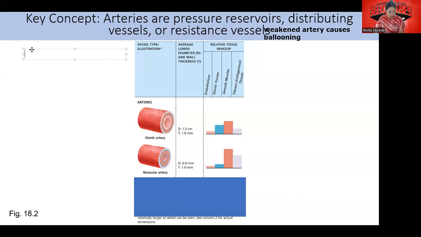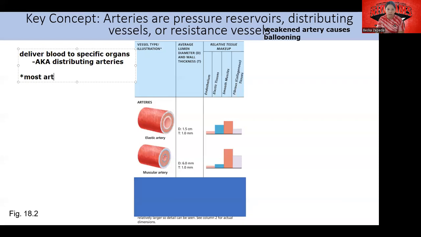So muscular arteries, their job is to deliver blood to specific organs. They are also known as distributing arteries. Don't ask me why they give two names to all of these arteries, but they're called distributing arteries because they are the ones delivering the blood to all these specific organs. Most of the arteries in lab, most of the arteries that you're responsible to know, are muscular or distributing arteries.